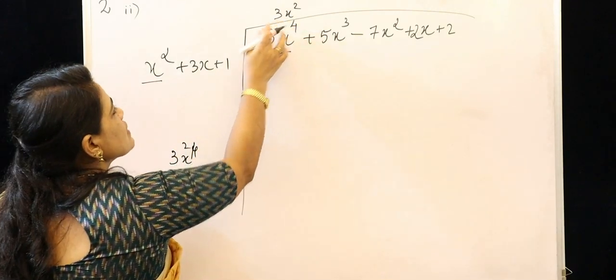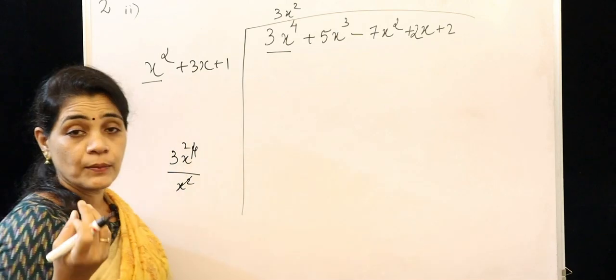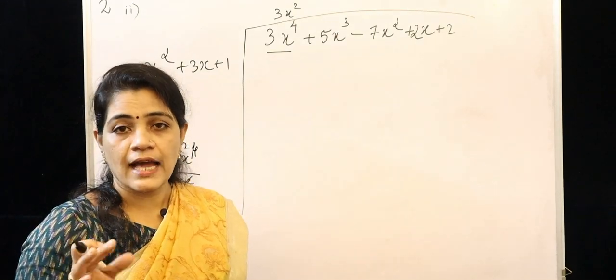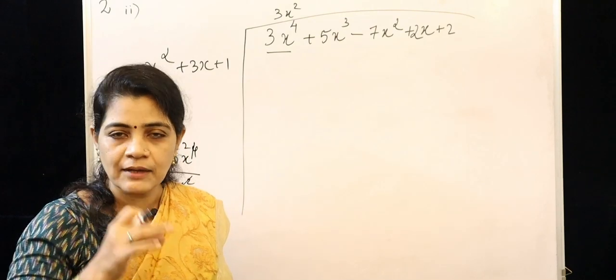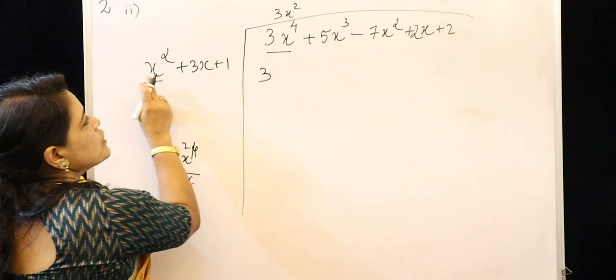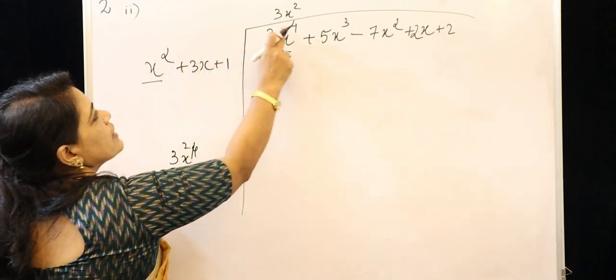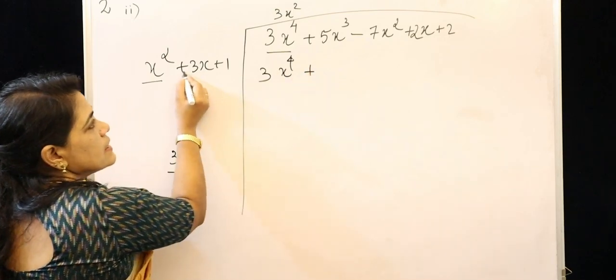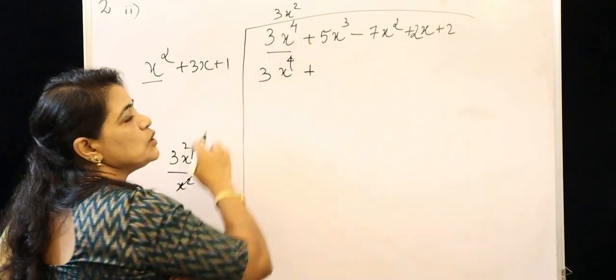So 3x square into x square. What is the multiplication law of monomials? Multiply the coefficients and the variables separately. We can multiply the coefficients, 3 into 1, 3. The coefficient of x square is 1. X square into x square, x raised to 4. Plus, here since it is plus 3x into 3x square.